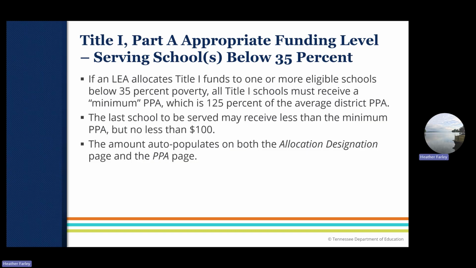Sometimes schools fall below 35%. And when that happens, if an LEA chooses to still serve the school, they have to have a minimum PPA, which is 125% of the average district PPA. And every school, except for the last one served, must receive that 125% PPA. And that auto-populates on the allocation designation page, and anyone that has a school that falls below 35%, you'll see that 1.25 there. And once that PPA has been calculated on the allocation designation page, it rolls over to the PPA page.